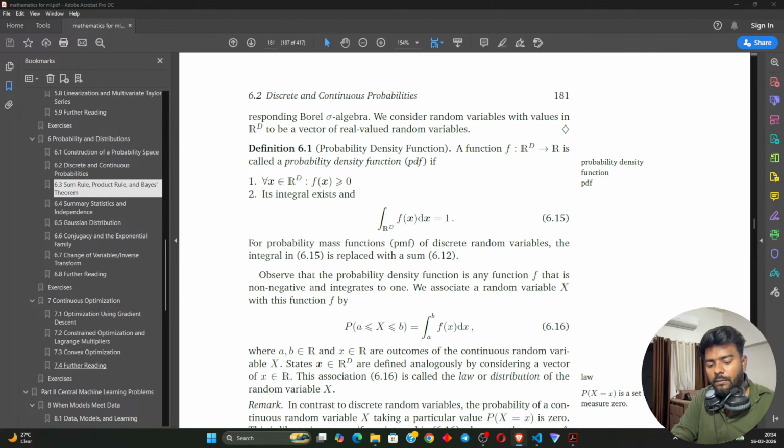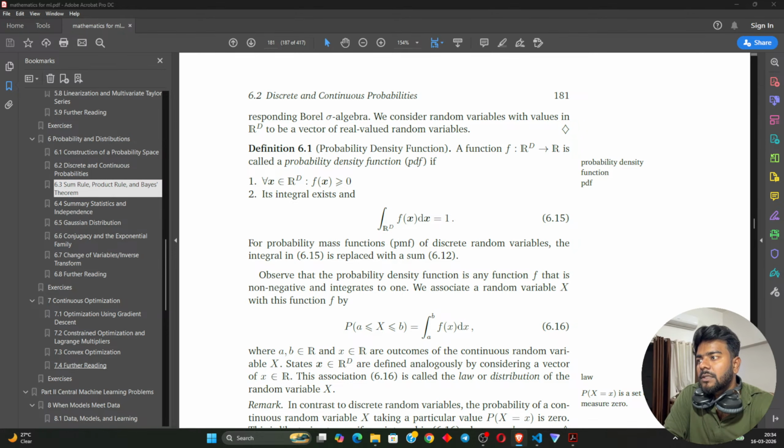A function f from R to the power d to R is called a PDF if, first, for every x an element of R to the power d, f of x is greater than or equal to 0. Second, its integral exists and the integral over R to the power d of f of x dx equals 1. And that is the probability density function.